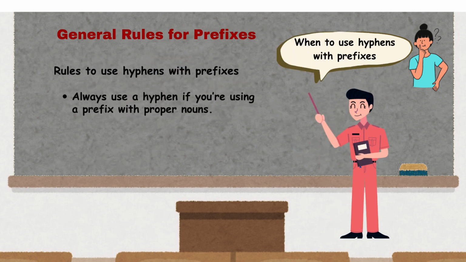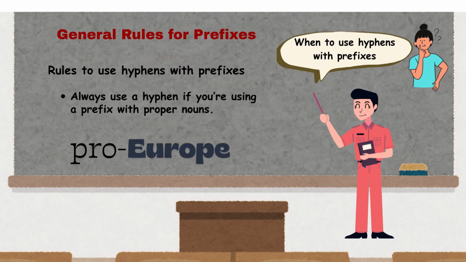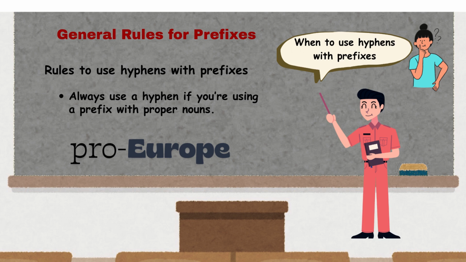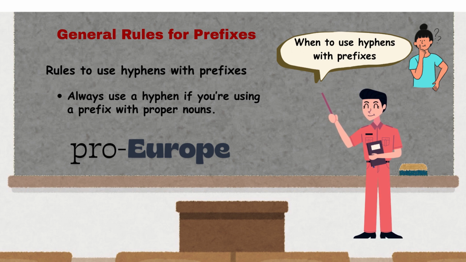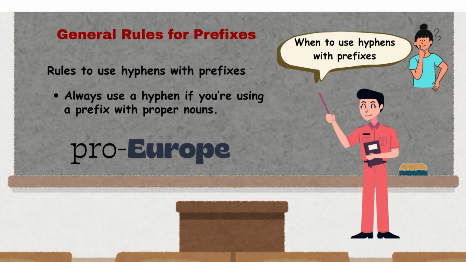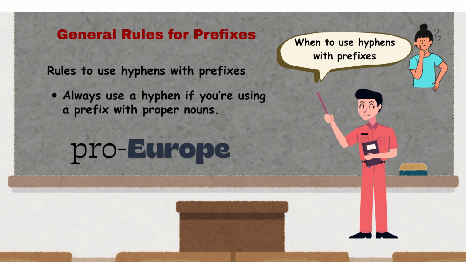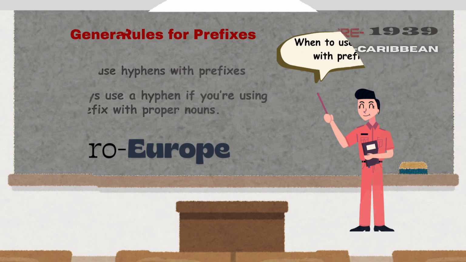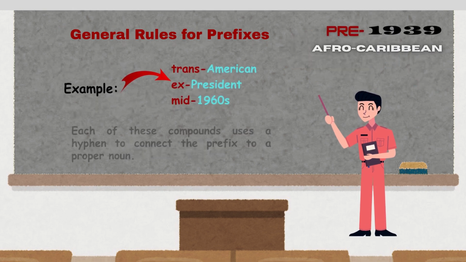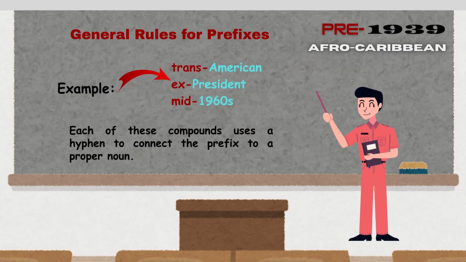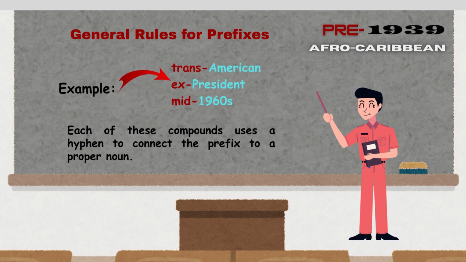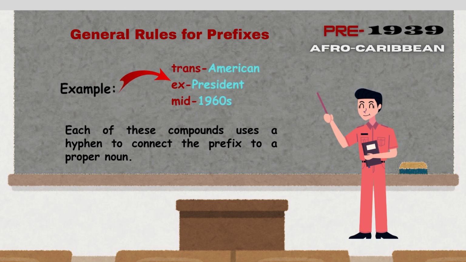Some prefixed words use hyphens, which can be challenging for new learners to know when to use. Here are a few basic rules for understanding it. Always use a hyphen if you're using a prefix with proper nouns. For example, Trans-American, ex-president, mid-1960s. Each of these compounds uses a hyphen to connect the prefix to a proper noun.